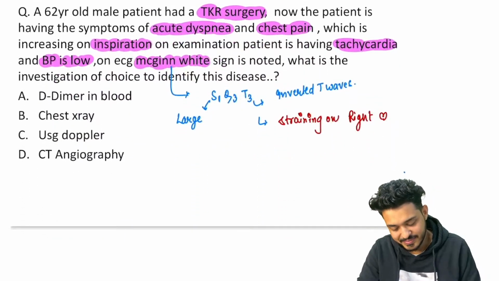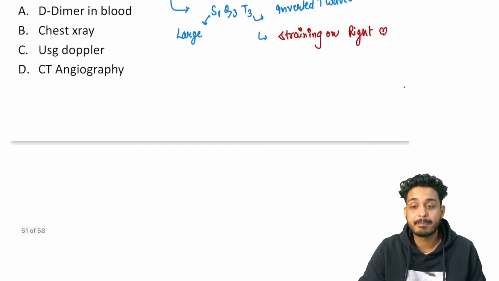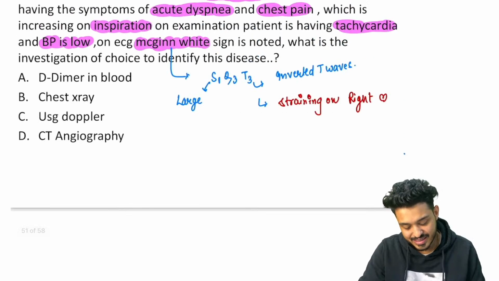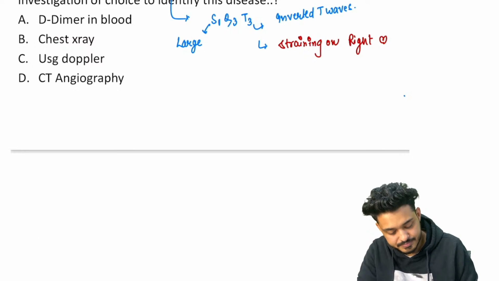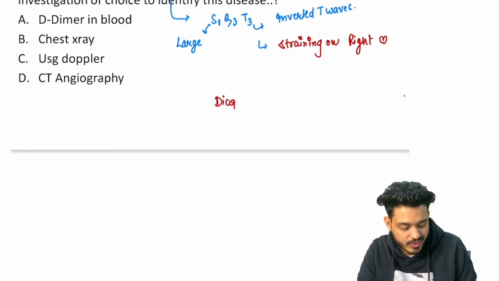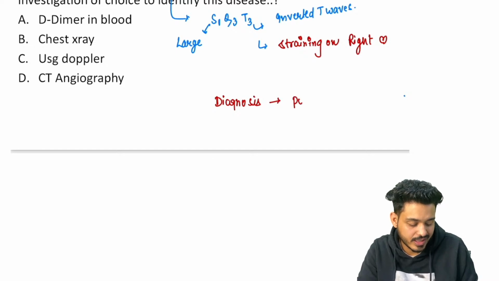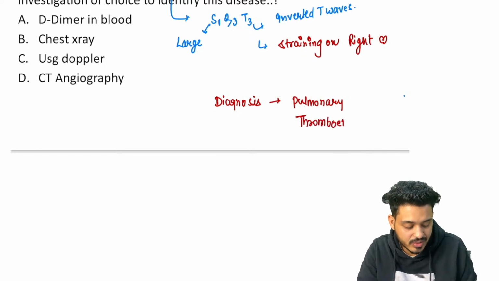Yes, you're right. Okay, next thing, we are going to assess what is the thing that we are going to have over here, right? The diagnosis. How we are going to make the diagnosis? The diagnosis is pulmonary thromboembolism. So this is a case of pulmonary thromboembolism.